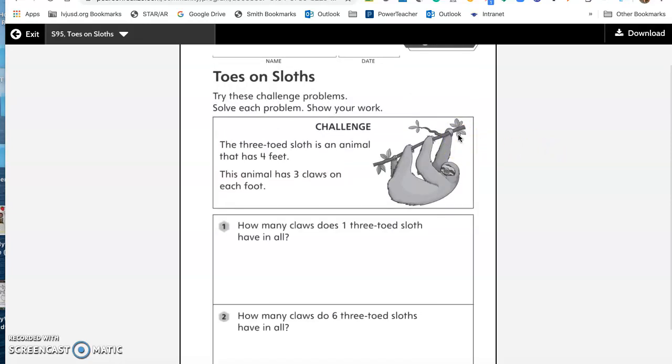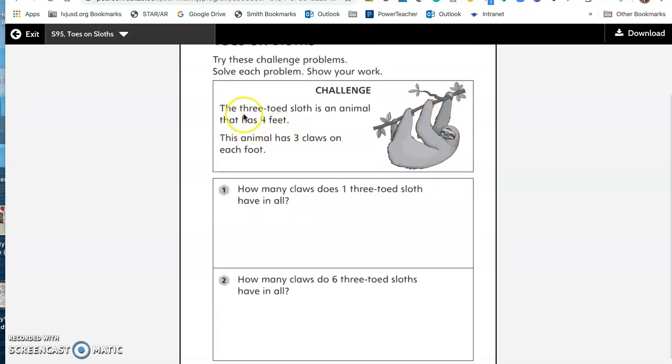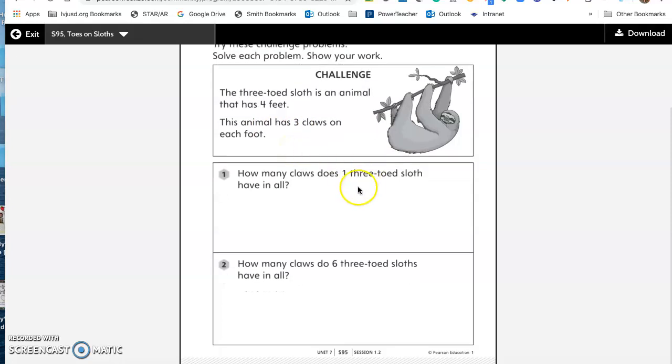So this is about sloths, which are rainforest animals. The 3-toed sloth is an animal that has 4 feet. The animal has 3 claws on each foot. So your challenge problems are to figure out how many claws does one 3-toed sloth have? 3 claws for each foot, and he has 4 feet. How many claws do 6 3-toed sloths have in all?